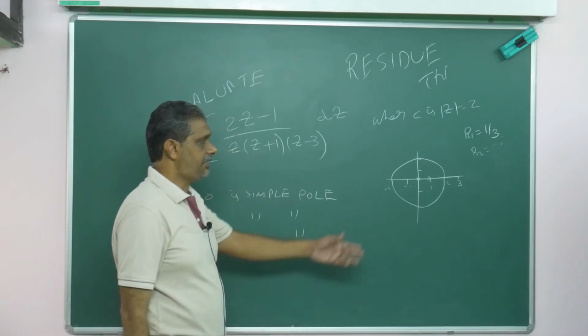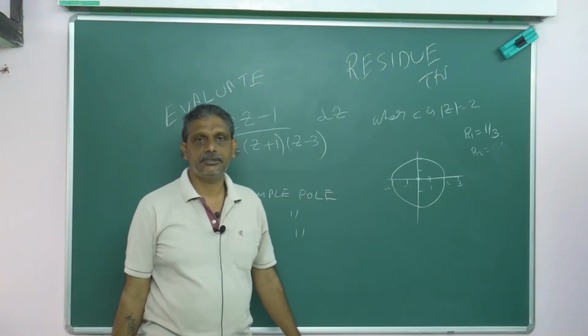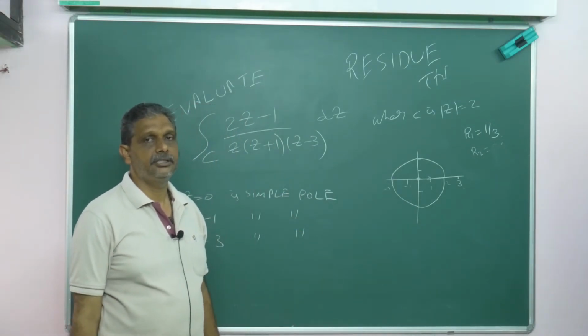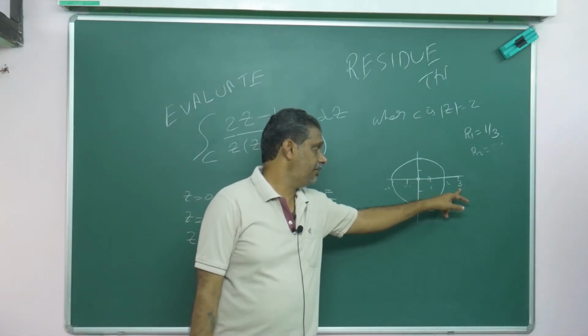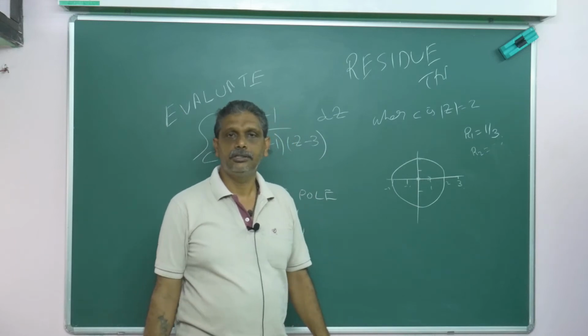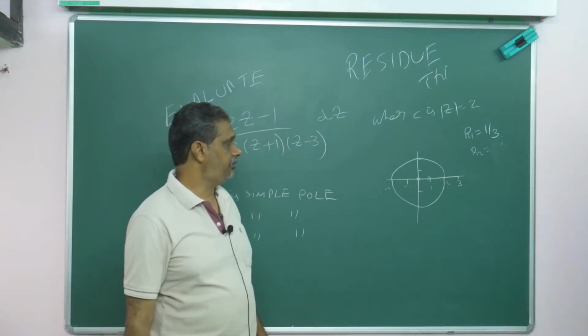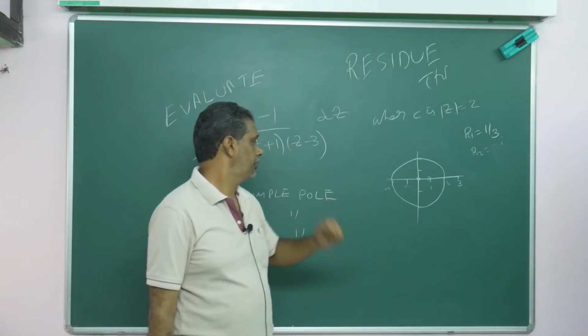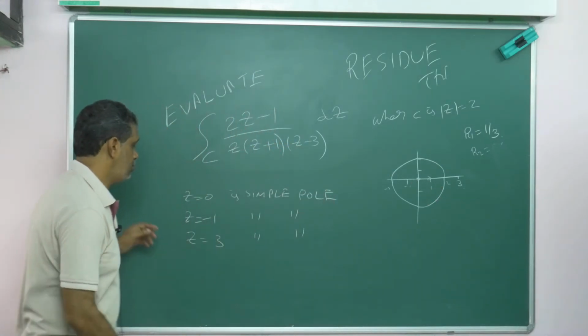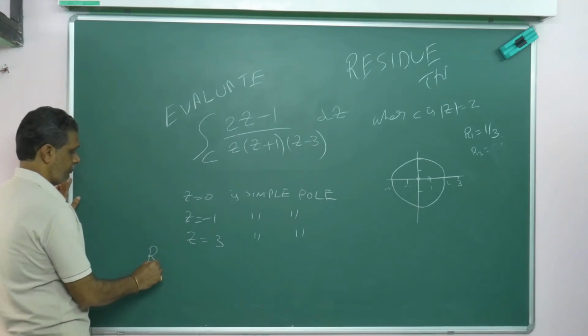So the contribution of the pole z equal to 3 vanishes; the integral value becomes zero at the pole z equal to 3. So we can omit it. Now I will find the residues at z equal to 0 and z equal to minus 1. First, the residue at z equal to 0.